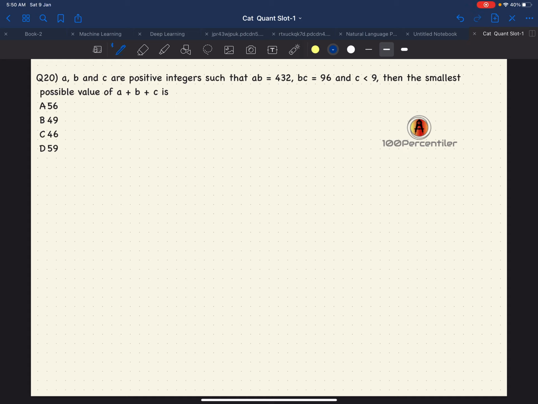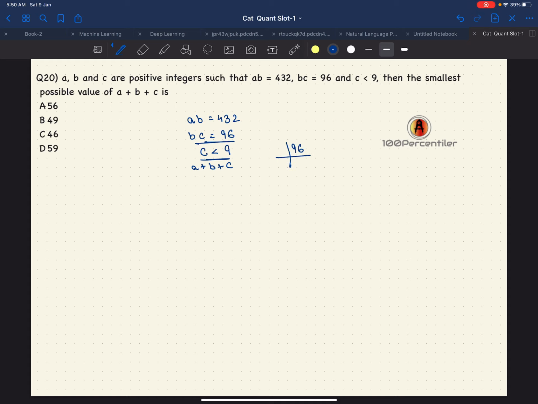Next, here we are given a, b and c are positive integers such that ab is equal to 432, bc is equal to 96, and c is less than 9. We have to find the smallest possible value of a plus b plus c. Now, we clearly are given here that c is less than 9 and bc equal to 96.